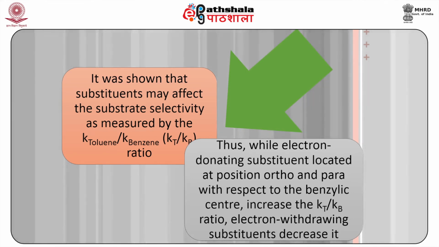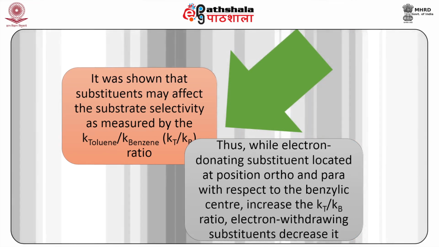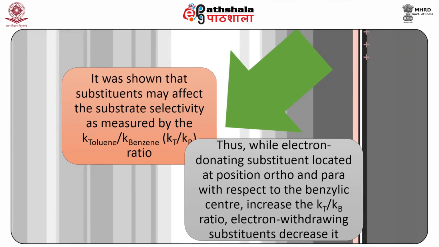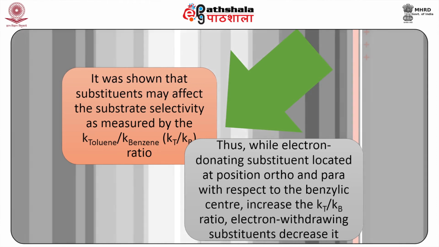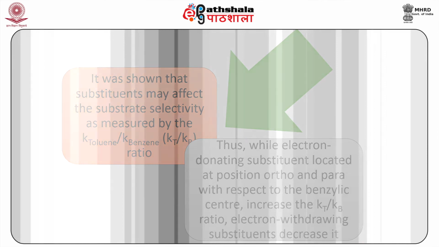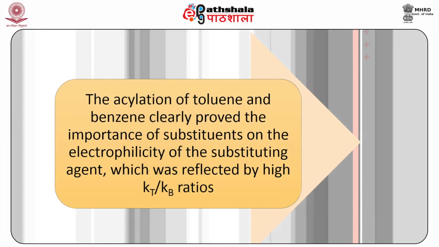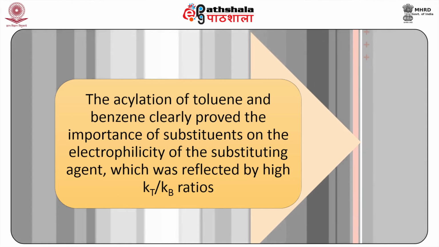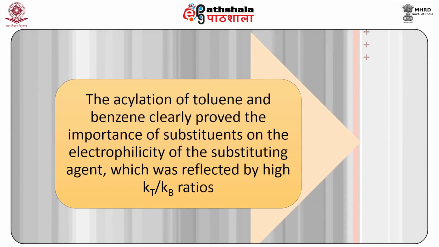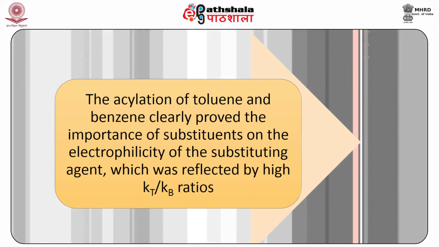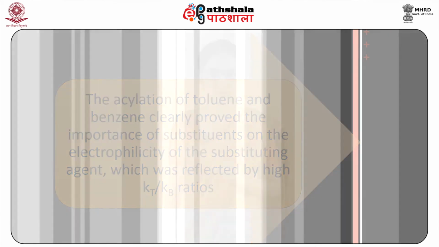Thus, while electron donating substituents located at the ortho and para positions with respect to the benzylic center increase the Kt by Kb ratio, electron withdrawing substituents, however, decrease it. The acylation of toluene and benzene clearly proved the importance of substituents on the electrophilicity of the substituting agent, which was reflected by a high Kt by Kb ratio.